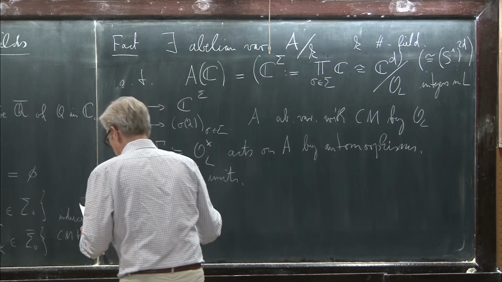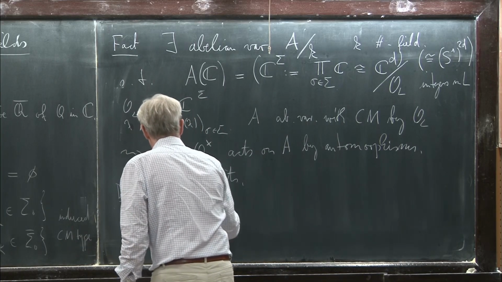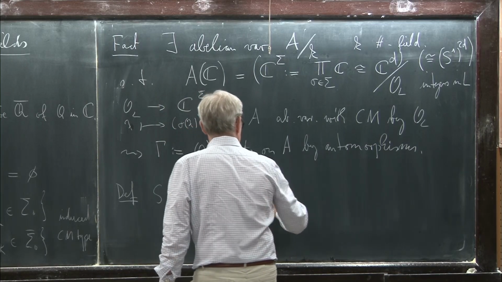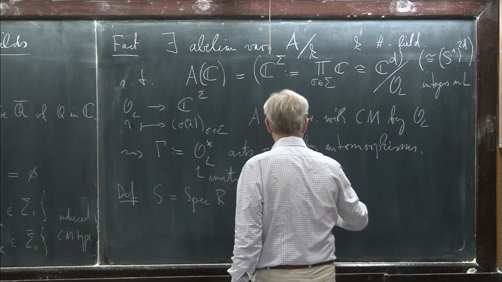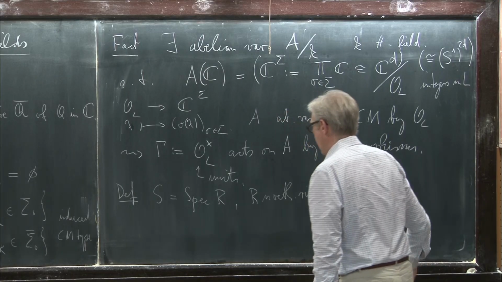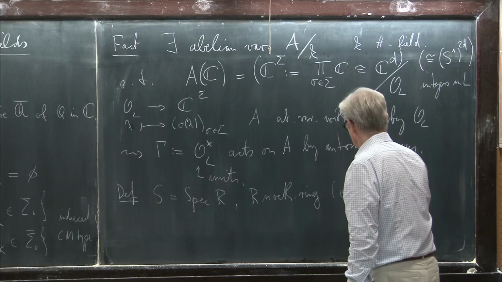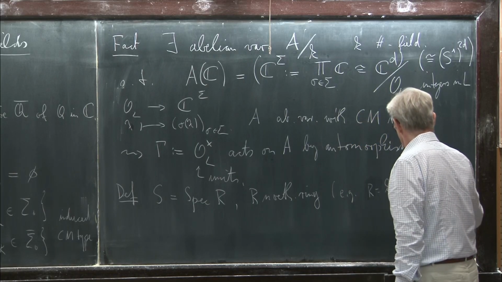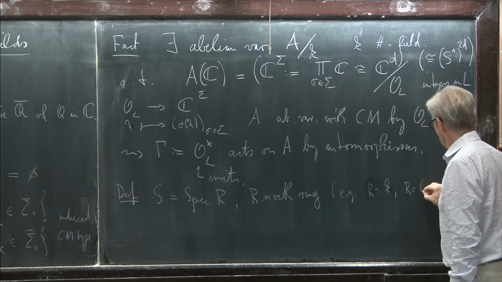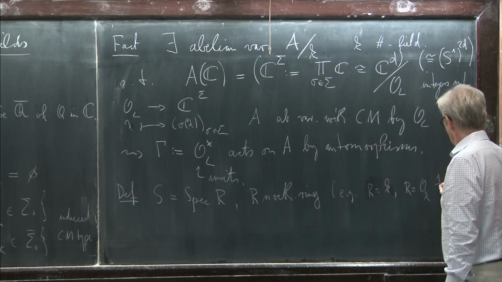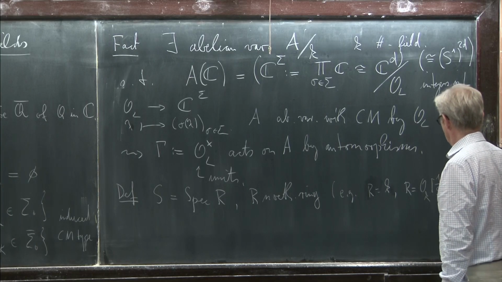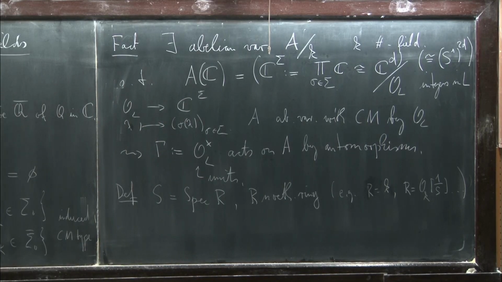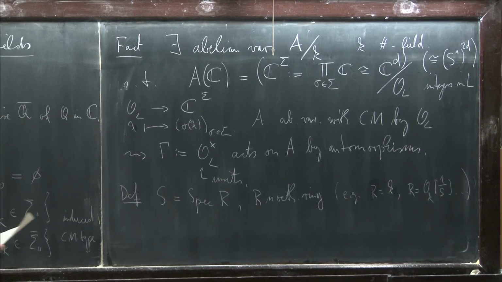So I consider here more generally a base S, which is the spectrum of R, and R is just some Noetherian ring, commutative as always. And the examples to keep in mind: R is the field K itself, but later, more importantly, I take the ring of integers in K, and then I invert some finite set of primes S. But there are many more possibilities for how to set that up.